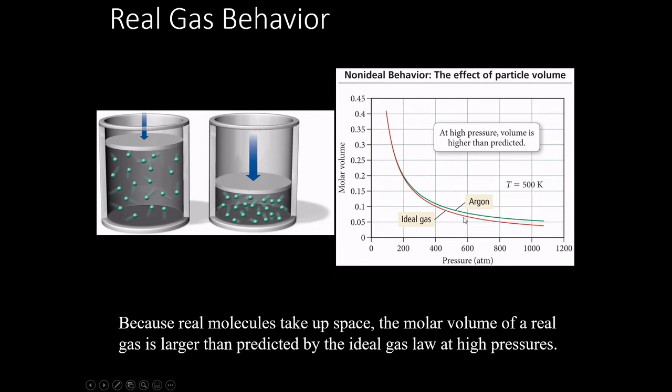So the red line here is how an ideal gas would behave, and the green line is how argon actually behaves. So it is different. The two are different, but mainly just at high pressure. Down here close to where we work, close to 1 atmosphere, it's pretty much the same. We don't really have to worry about it.